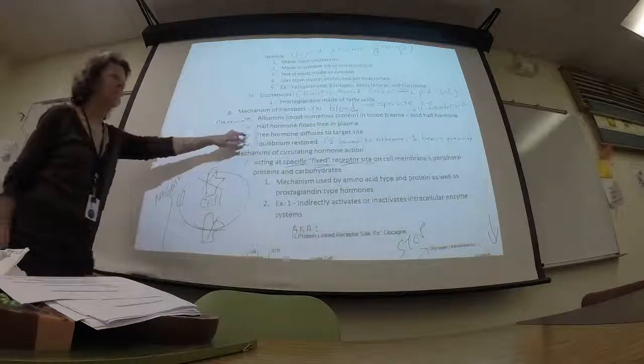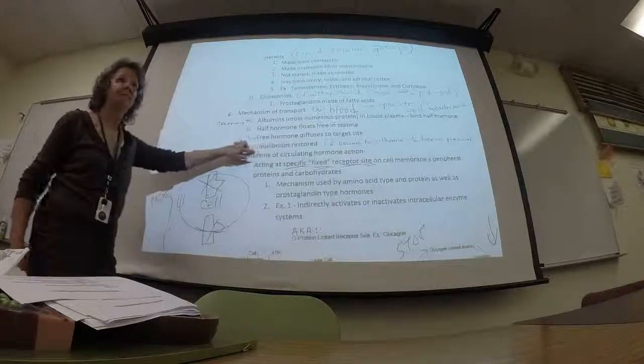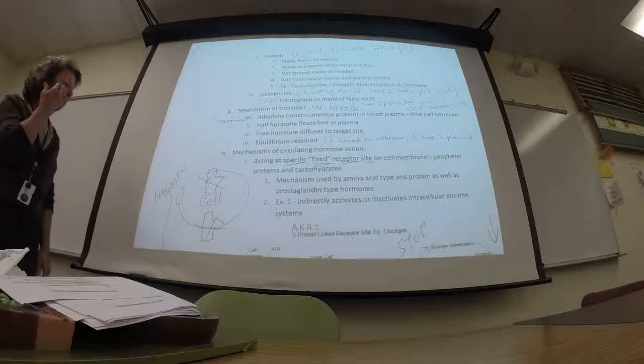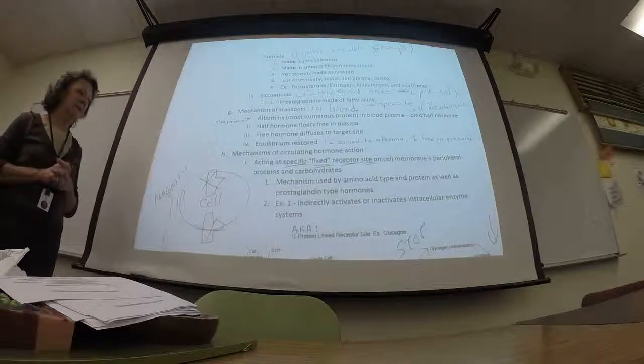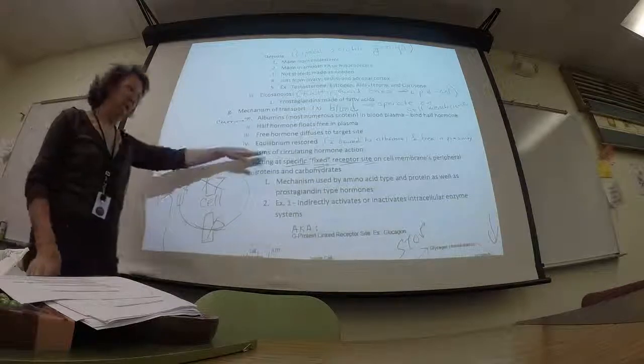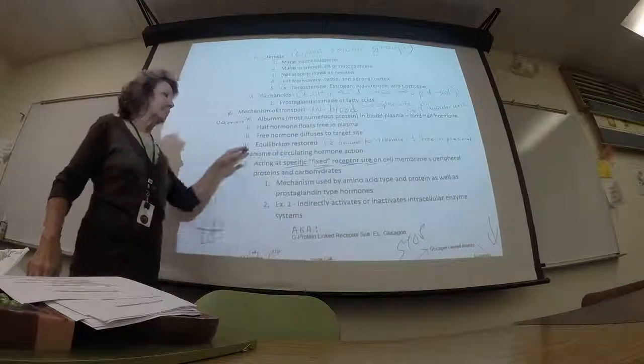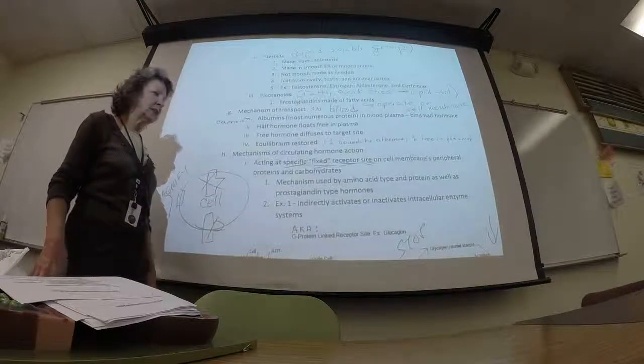Is there anybody confused about this? Okay. Well, now we're going to look at the ones that don't get to come into the cell. These are circulating hormones. They're in your bloodstream. They've made it out to their target cell.